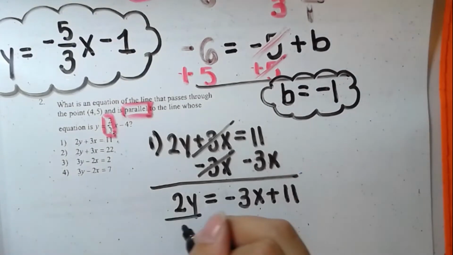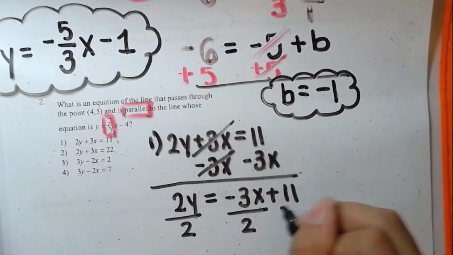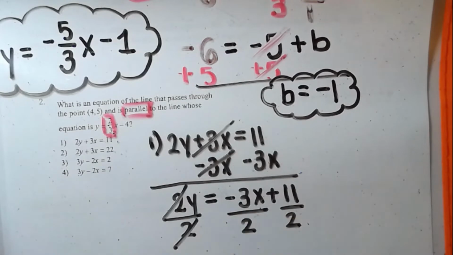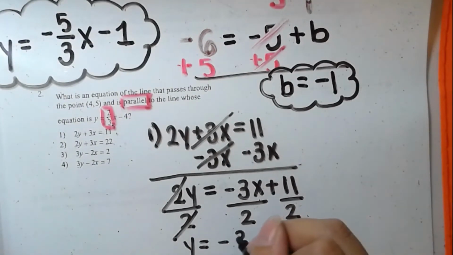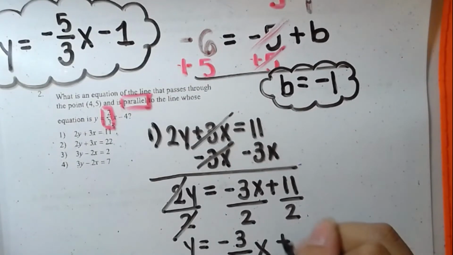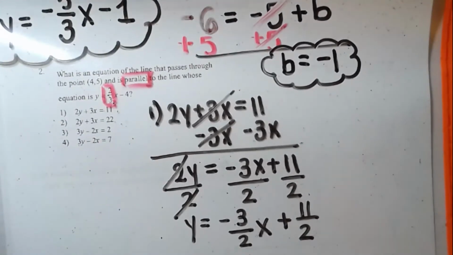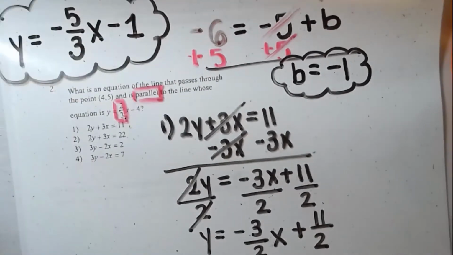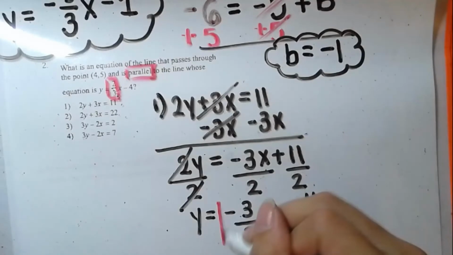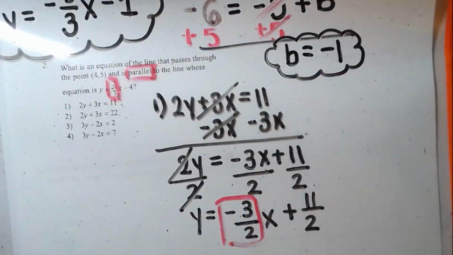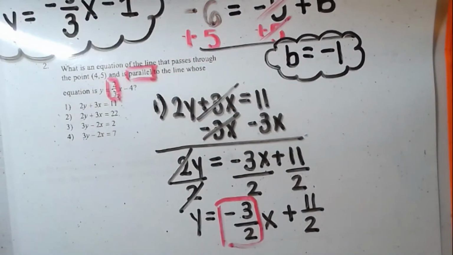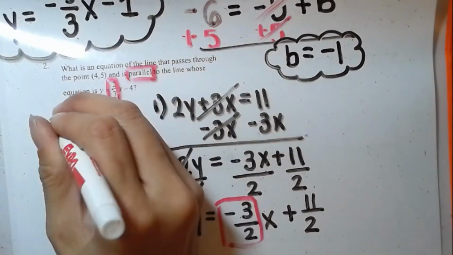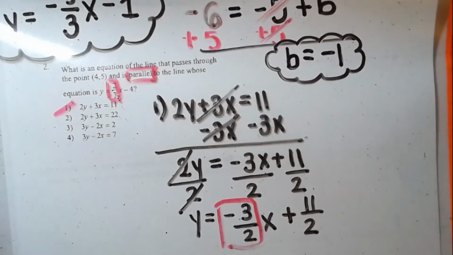And we're going to divide everything by 2. And so option 1 shows us that we have y equals negative 3/2x plus 11/2. Well, is the slope here, negative 3/2, the same as 2/3? I don't think so. So 1 is not the correct answer.